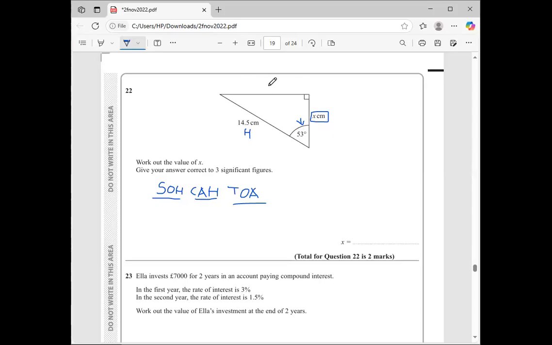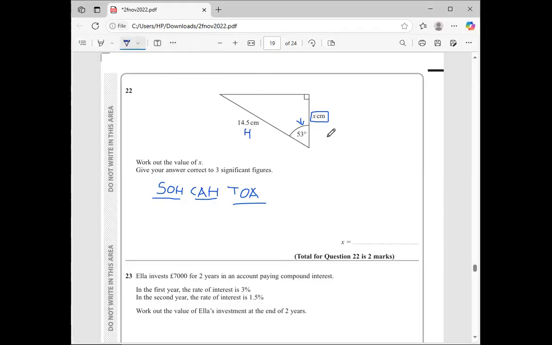Now, had X been up here, let's just imagine for a minute. It's not here, but I'm just putting it there. Let's just pretend it's there. Had X been here, then X would have been the opposite. Why? It's not in any way in contact with the angle 53. So that's how I know it's the opposite. But of course, right now it's the adjacent. So let's play with it that way.